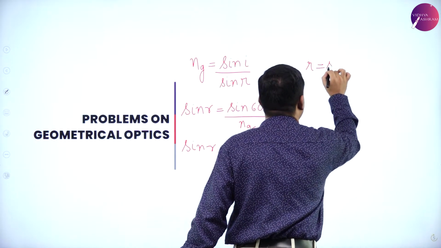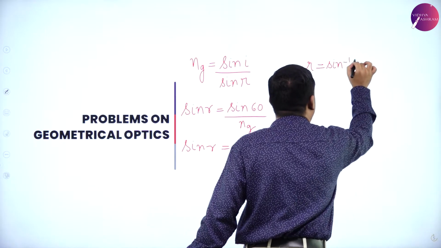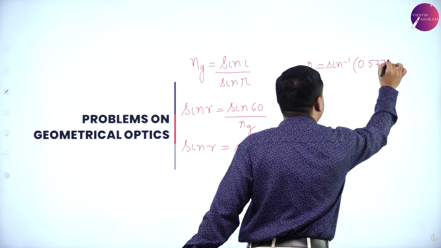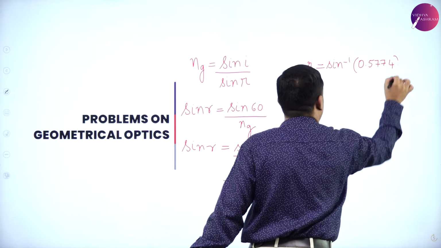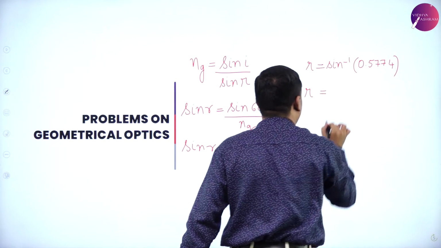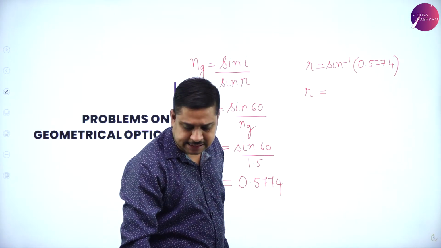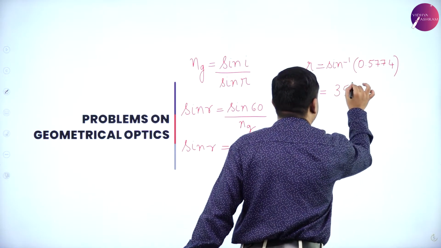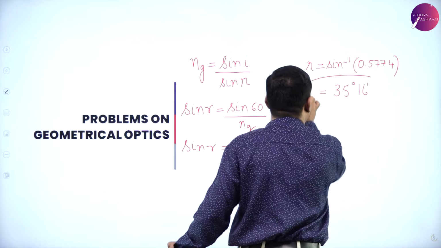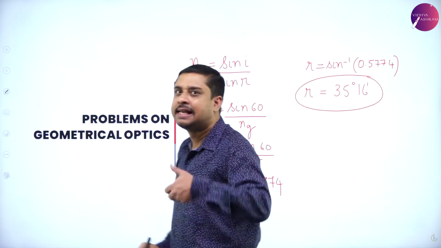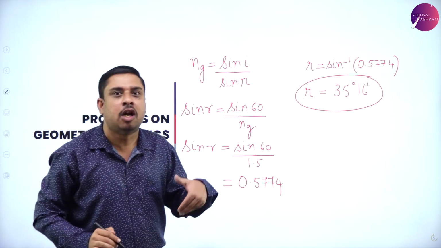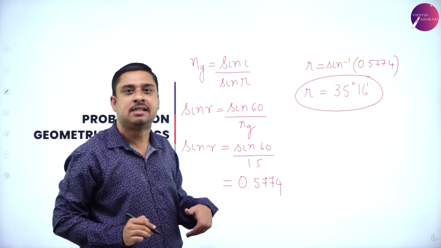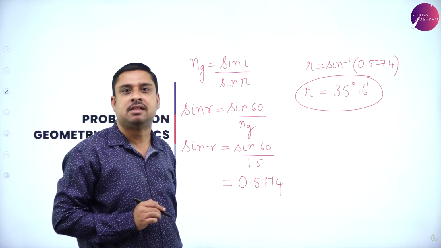So R is sine inverse 0.5774, where the value of R now turns out to be 35 degrees 16 minutes. So students, here I am not using a logbook. There may be variation with angles and minutes. Use your Clark's tables. Solve.